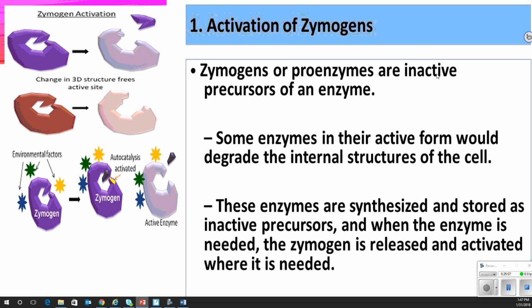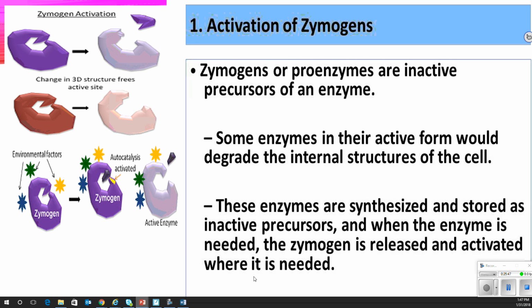The activation of zymogens. These are proenzymes, or proenzymes are inactive precursors to enzymes. Like I said, my brain and my tongue are not connected today. So before I get to an enzyme, these are precursors to them. Some enzymes in their active form would degrade the internal structure of the cell. These enzymes are synthesized and stored as inactive precursors, and then when the enzyme is needed, the zymogen is released and activated where it is needed.